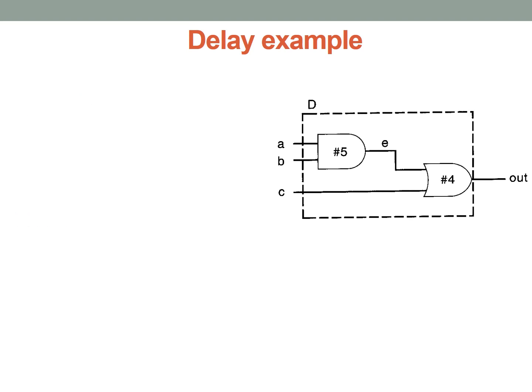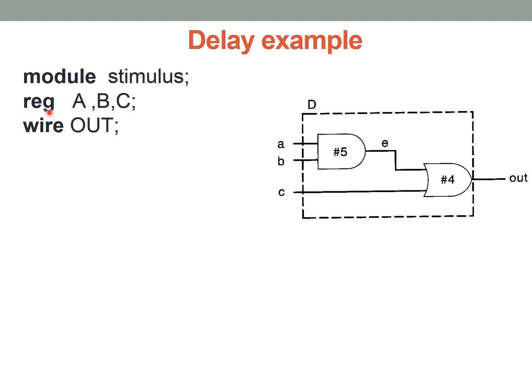Let us write the stimulus for the same example. So stimulus does not have any port list. So module stimulus, this name can be anything. All the input variables in the main program, the design block, must be declared as register variables, and all the output variables must be declared as a wire.